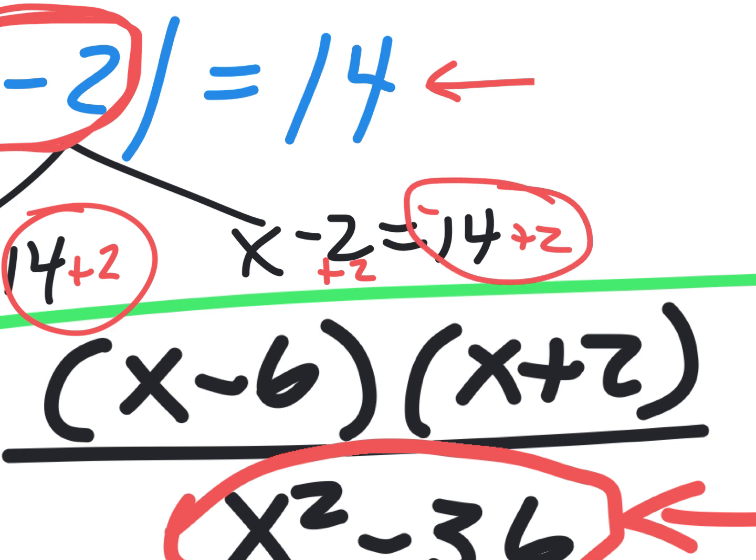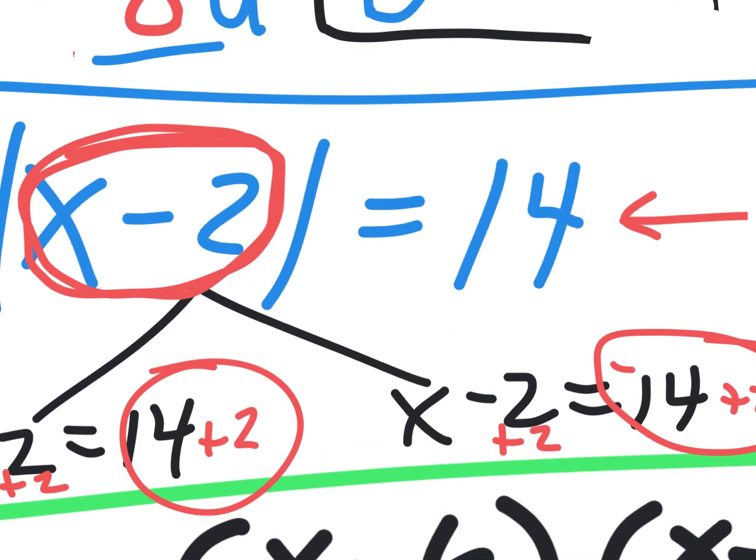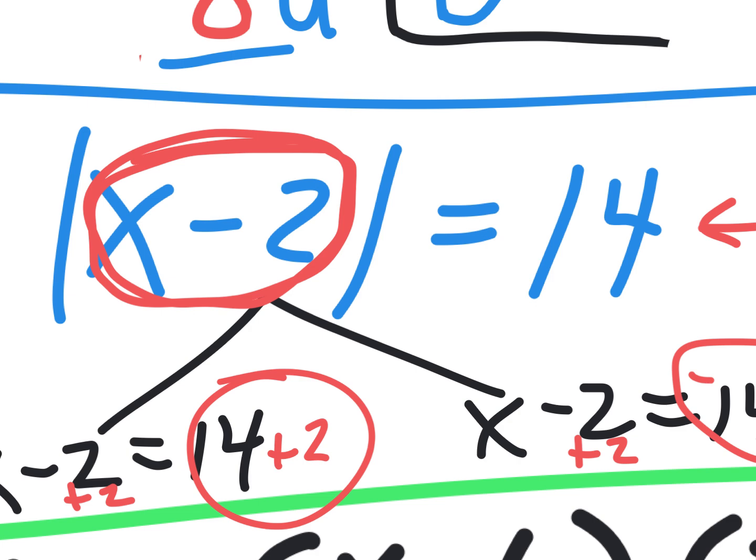Who had that one right? Okay, awesome. Absolute values. It's like a basic algebra thing that you have to understand how to do. You just split it into 2 equations. All right, then the last one is this.